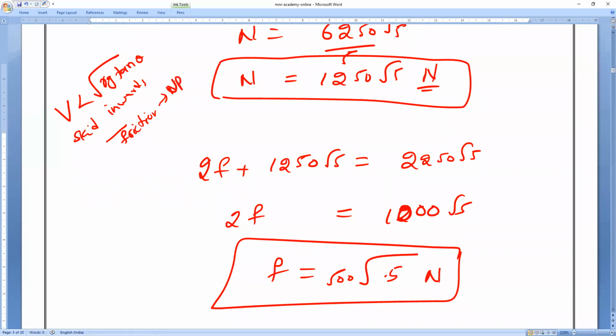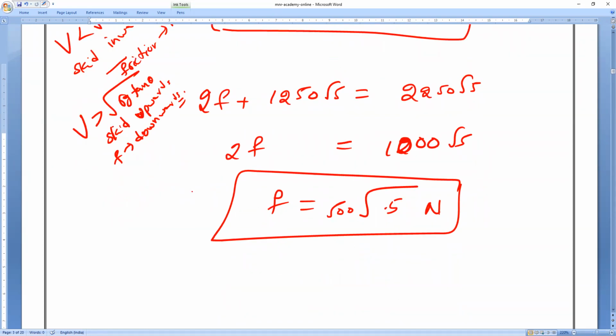If V is greater than root of R g tan theta, then it will skid outward, upwards or outwards. So friction will act in the downward direction. That is what you have to remember. I hope everybody understands now how to solve the numericals. So these are the two things.